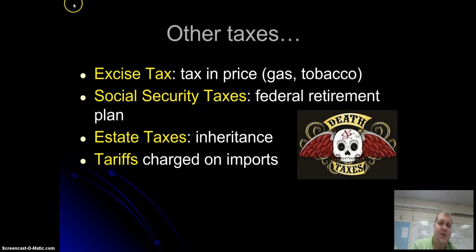Other taxes are your excise tax, that sort of goes along with what we just went over, but usually another definition for it is a tax on the price of gas and tobacco. Social Security taxes, this comes out of your paycheck as well. This is a federal retirement plan, so when you retire, hopefully there's still money left in there. Don't cross your fingers. Estate taxes is where you get an inheritance, and you get taxed on your inheritance. Don't ask me why, but you do.